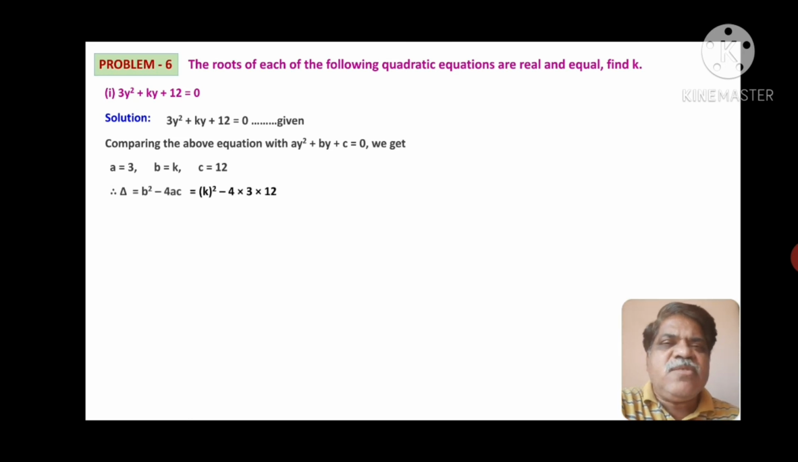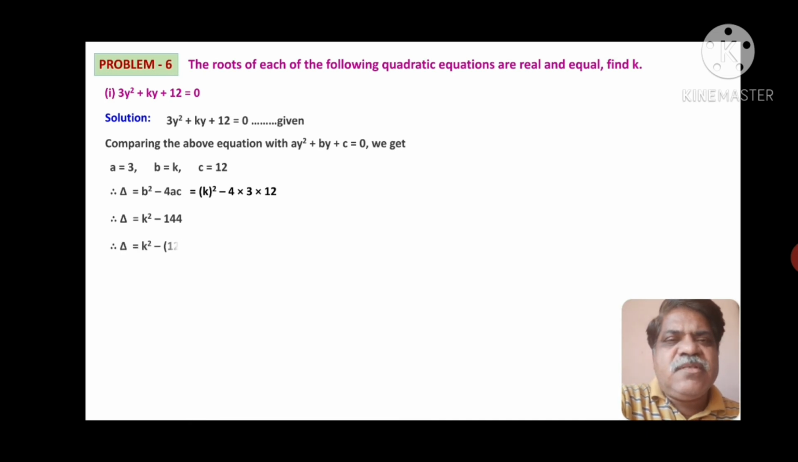Therefore, the discriminant delta is equal to b^2 minus 4ac, which is k^2 minus 4 into a's value 3 into c's value 12. Therefore, delta is equal to k^2 minus 144, the product of 12 and 12, that is 144. So delta is k^2 minus 12^2. Using the formula a^2 minus b^2 = (a + b)(a - b), you get (k + 12) in one bracket and (k - 12) in another bracket.